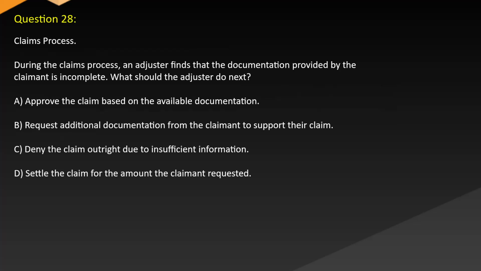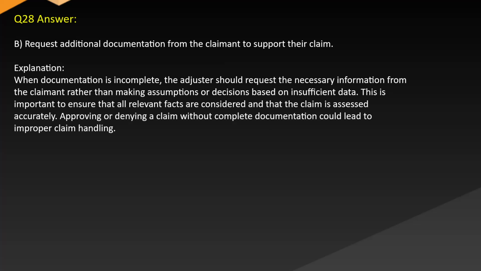Question 28. Claims process. During the claims process, an adjuster finds that the documentation provided by the claimant is incomplete. What should the adjuster do next? A. Approve the claim based on the available documentation. B. Request additional documentation from the claimant to support their claim. C. Deny the claim outright due to insufficient information. D. Settle the claim for the amount the claimant requested. Answer: B. Request additional documentation from the claimant to support their claim.